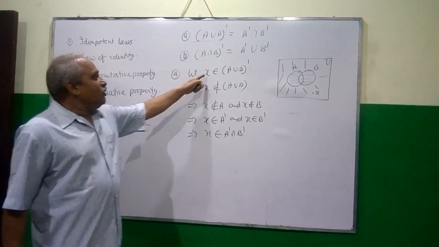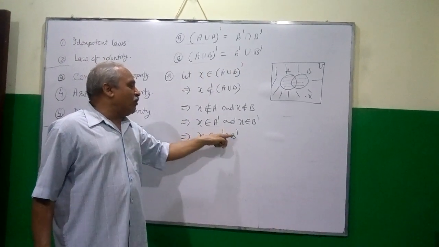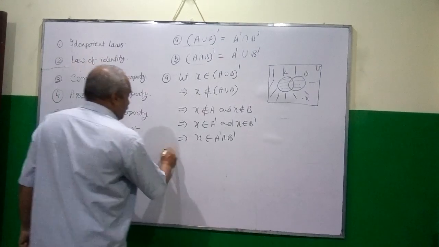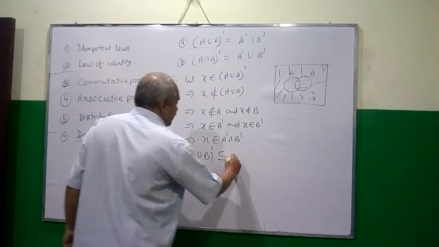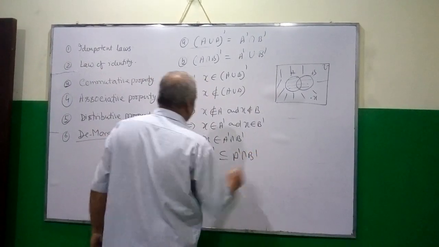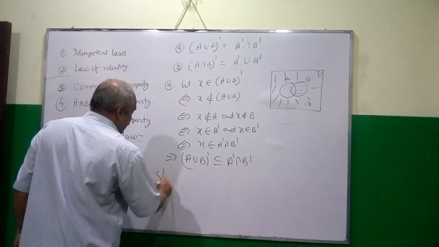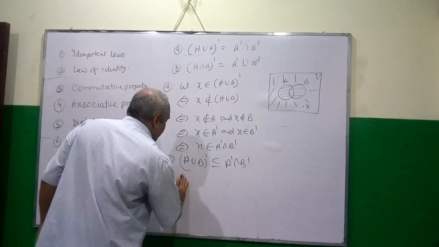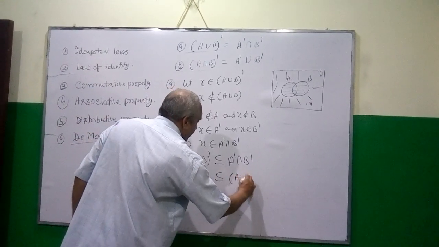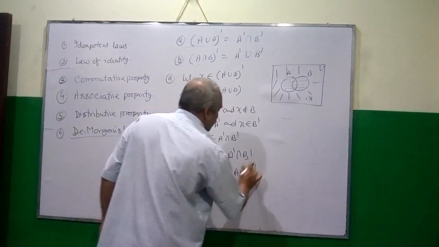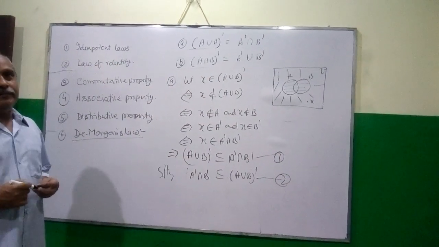Now see here, we started from (A union B) complement and we reached A complement intersection B complement. This implies (A union B) complement is a subset of A complement intersection B complement. Similarly, right here implied and implied by. Similarly, A complement intersection B complement is a subset of (A union B) complement. And from 1 and 2, these two are equal.